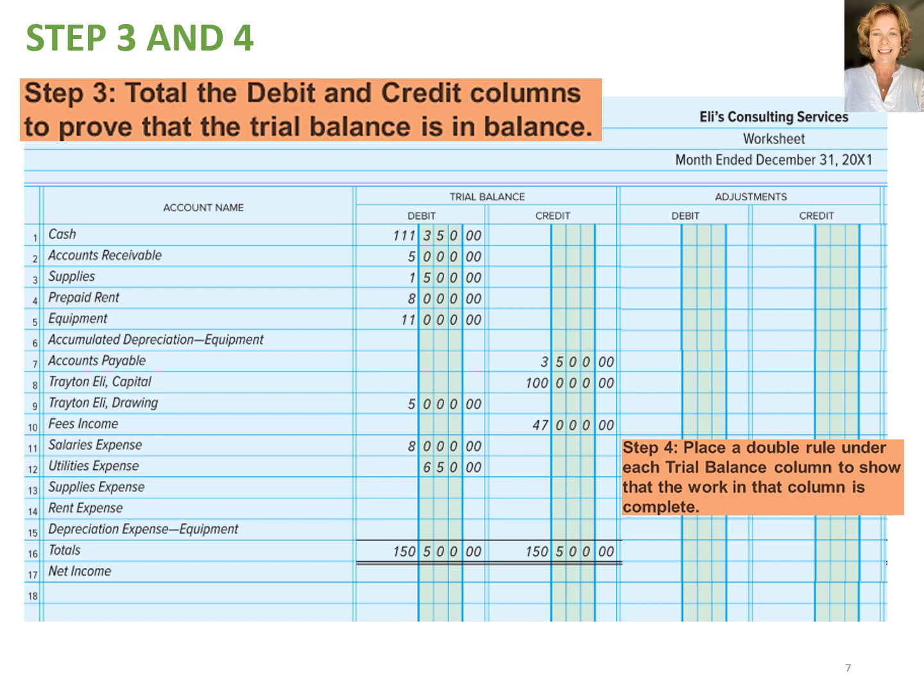Steps 3 and 4, we'll enter all of the debit and credit column amounts into this section and tally it all up. And then we'll place a double rule under each trial balance column to show that the work in that column is complete.